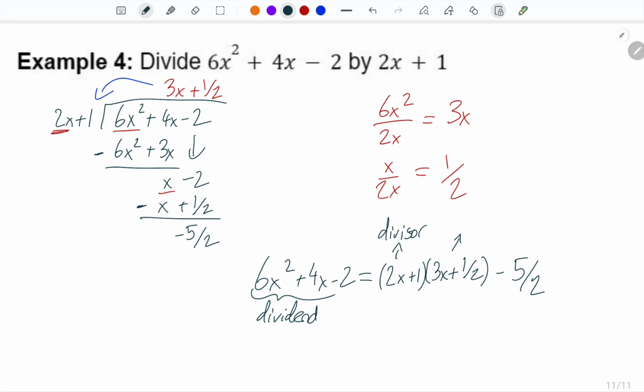So yeah, the divisor, the thing we're dividing by. So the order still stays the same. Divisor multiplied by the quotient, that's the answer of your division statement. And your remainder. So that's how we get that statement there. All right, and there we have it. That is some long division of polynomials.